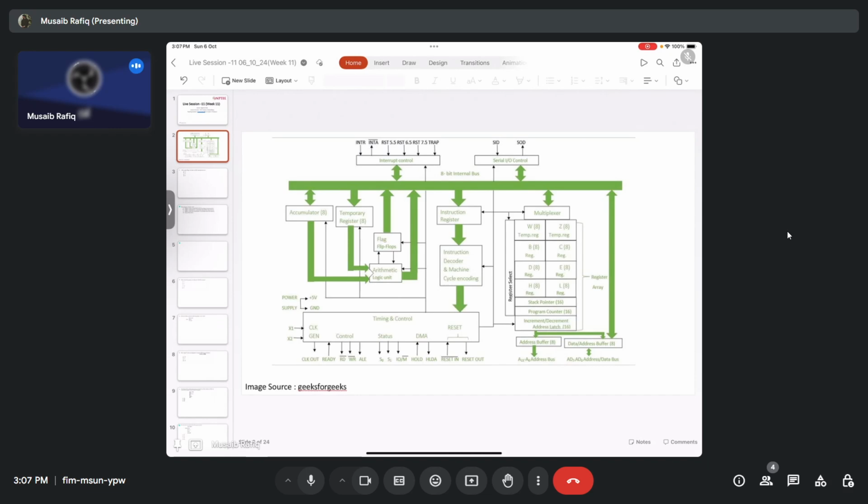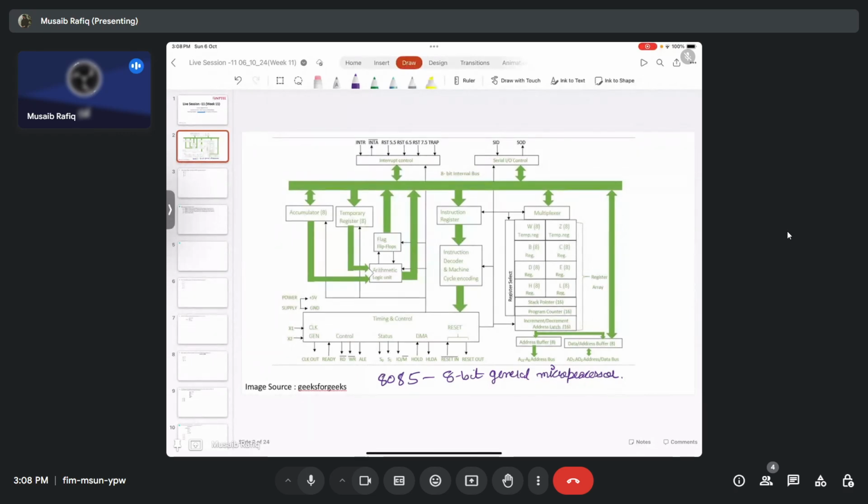So this is the architecture of 8085, and 8085, as you all know, is an 8-bit general purpose microprocessor. This complete thing that you see on the slide is your architecture. This 8085 has the following functional units.